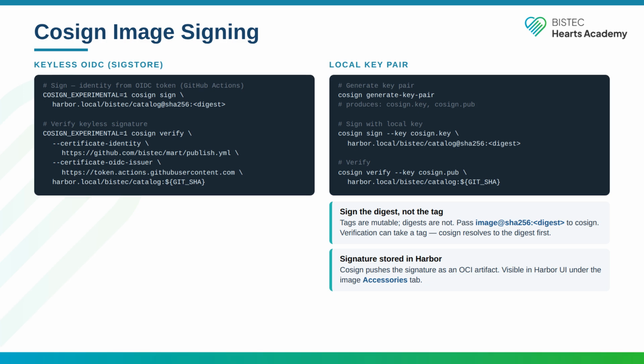Local key signing uses a key pair you generate. You sign with the private key and verify with the public key. Simpler to understand, but you're responsible for protecting the private key. For production CI, keyless is usually preferable because there's no key to leak. Either way, you sign the digest, the SHA-256 hash, not the tag. Tags are mutable. Signing a digest means the signature covers exactly the bytes that were pushed.